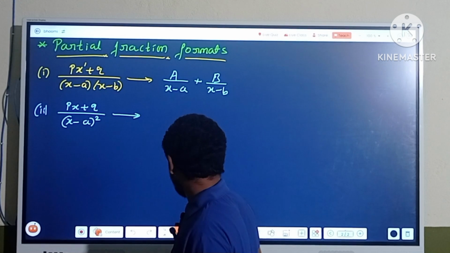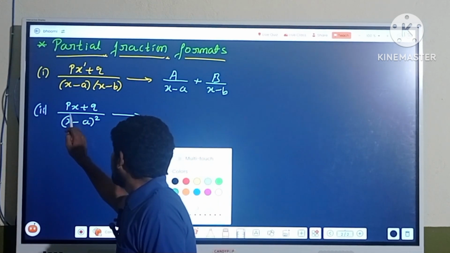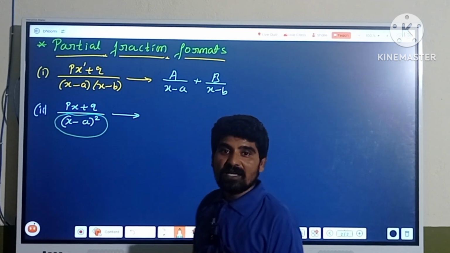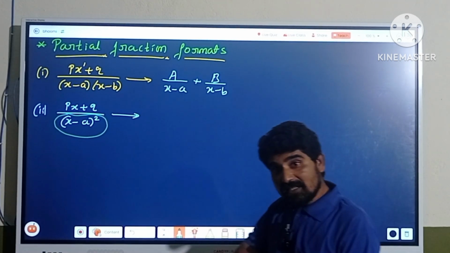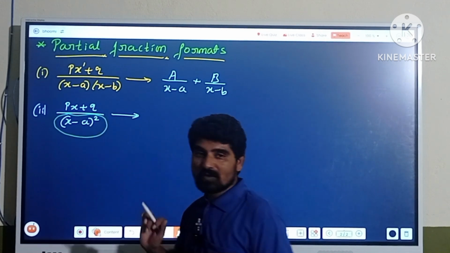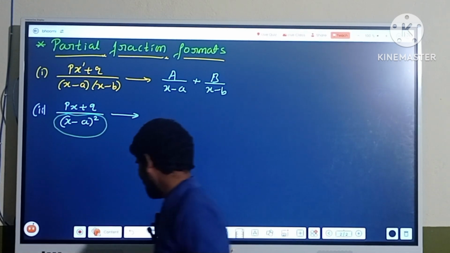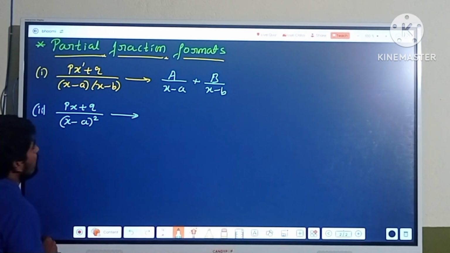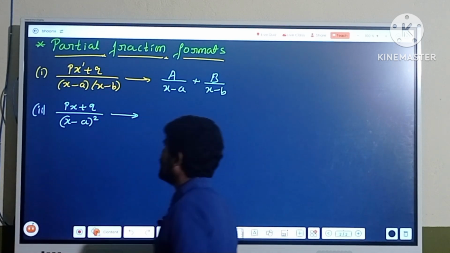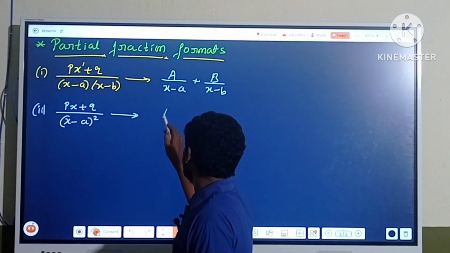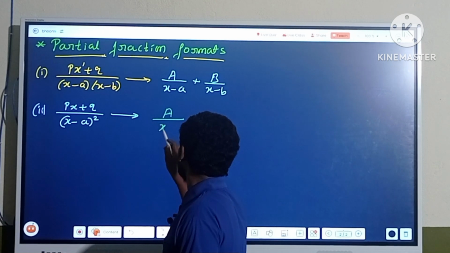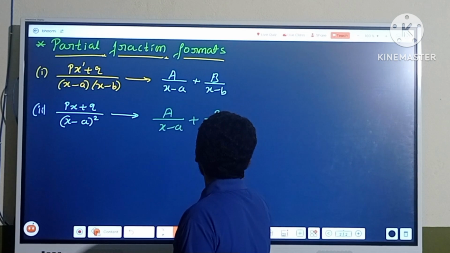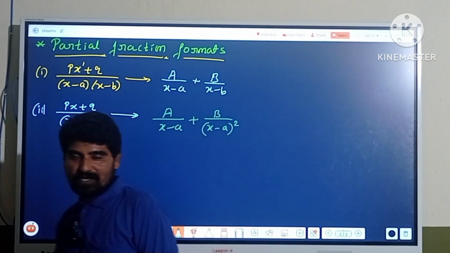And observe one more thing here. The polynomial in the denominator is a linear factor and it is repeated. (x - a) whole square means (x - a) into (x - a). So here the factors are linear but they are repeated. If the rational function is in this form, then it can be expressed as A divided by (x - a) plus B divided by (x - a) whole square. I hope all of you are understanding.